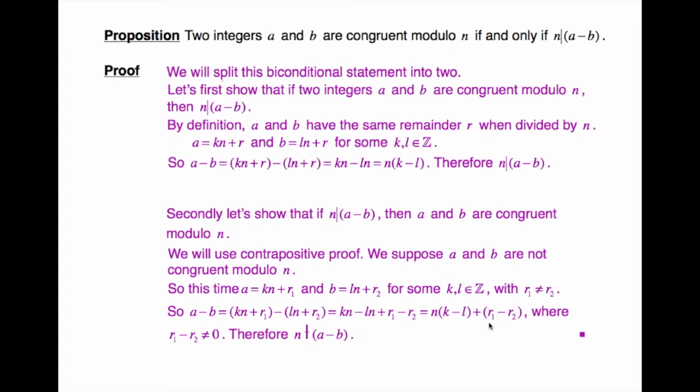You may argue here then that r1 minus r2 is not positive. It could happen that it becomes a negative number, but in any case, it's not 0, so it's not going to allow n to divide a minus b. So now that we've proved this, we can use this here as a definition of congruency. It's absolutely equivalent to the definition we saw.